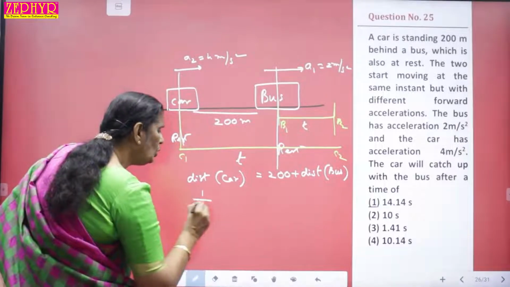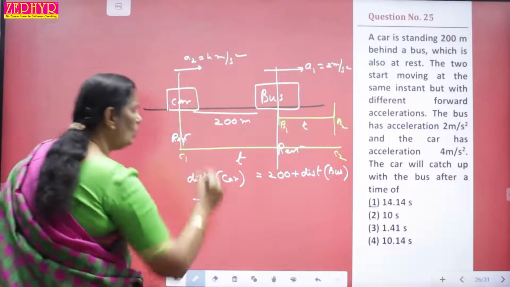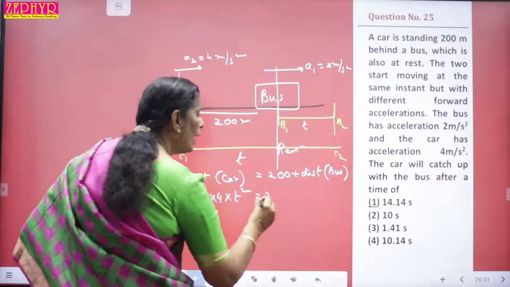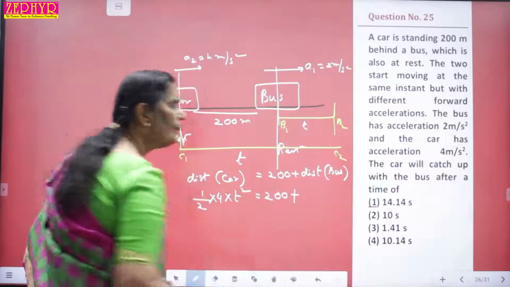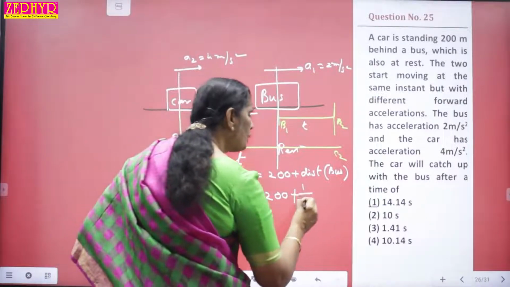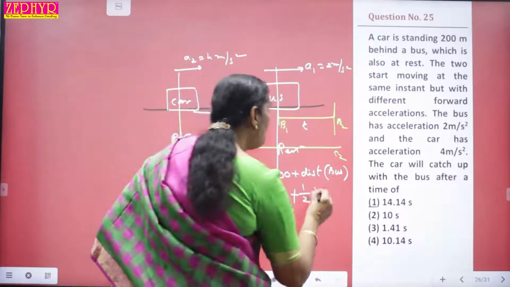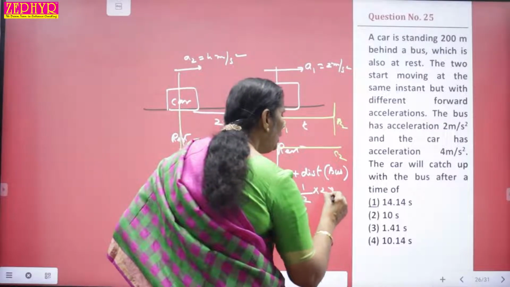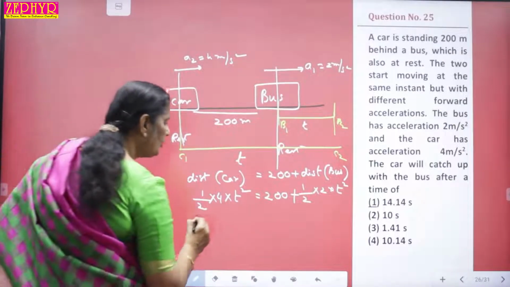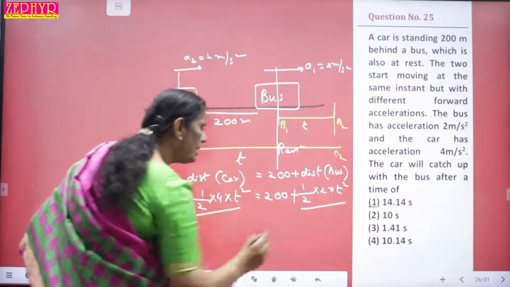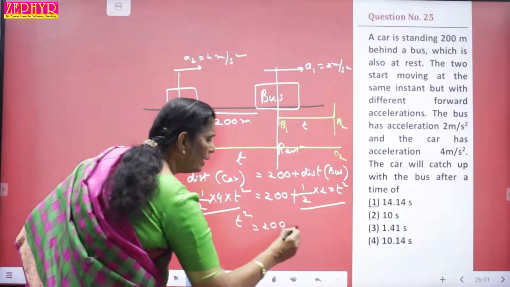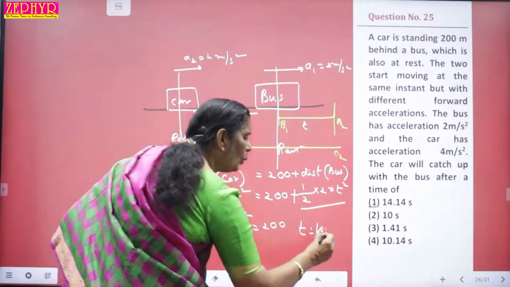So half into a, which is 4, into t square is equal to 200, because the gap is 200, plus by that time the bus will also travel some distance. The bus is also starting from rest. u is 0. Half into a, which is 2, into t square. So this will come out as 2t square, and this will come out as 1t square. So the difference will be t square. t square will be 200, so t will be 10 root 2.